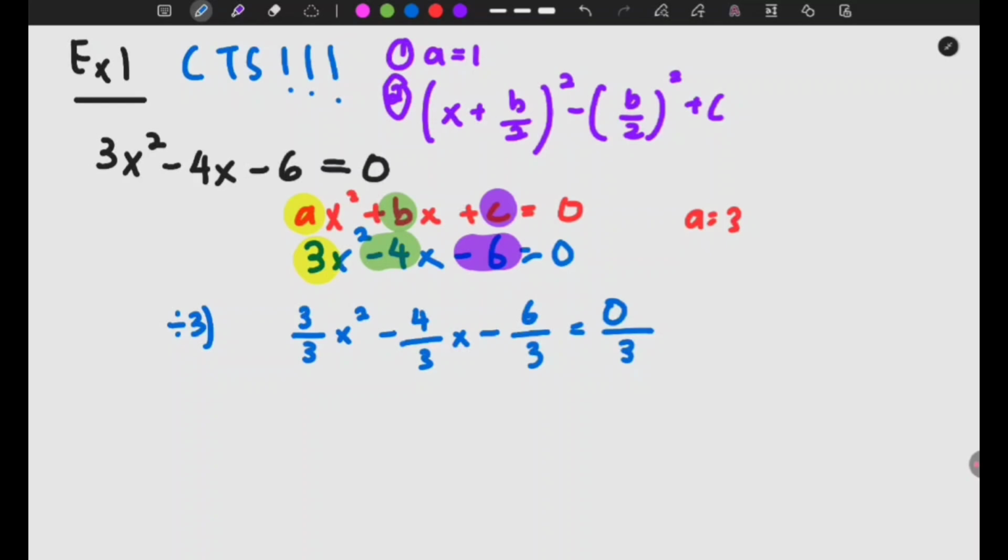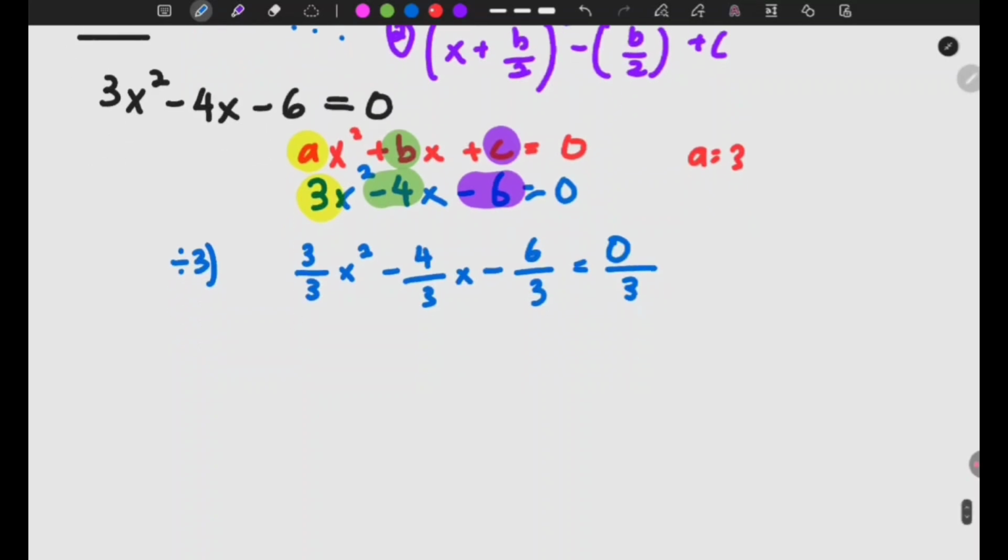So now you press your calculator. 3 divided by 3, what do you get? x squared. Negative 4 over 3 x. If you press your calculator, you get a decimal, right? So if it's a decimal number, you just maintain negative 4 over 3. You just maintain the fraction. Negative 6 divided by 3 is negative 2. 0 divided by 3 is 0. And now you see everything here is already divided by 3. And you also realize something, that your A is already equal to 1.